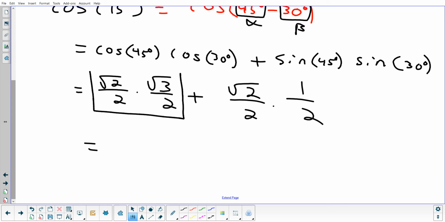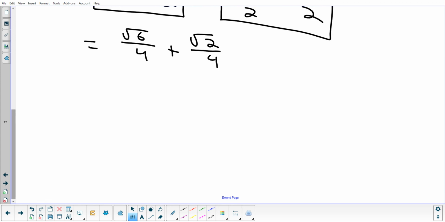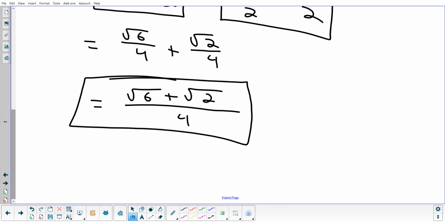Okay. What do I get when I multiply these two together? Yep. Square root of 6 over 4. And what do I get when I multiply these two together? Square root of 2 over 4. Now, since they both have a common denominator, we could just put that together as 1. Might as well do that. Square root of 6 plus square root of 2 over 4. And that is the final answer.